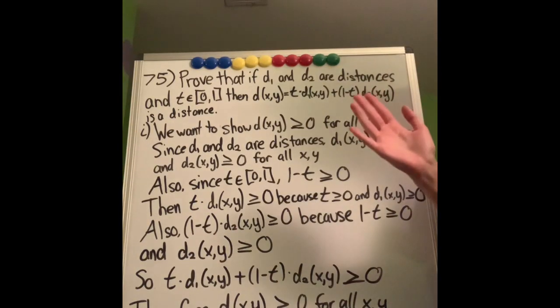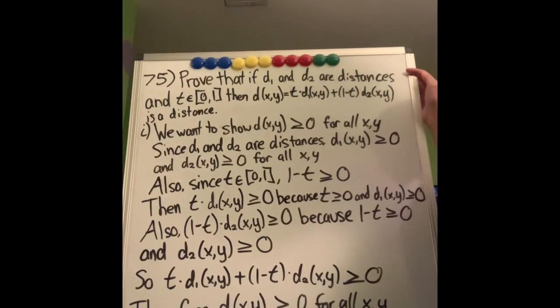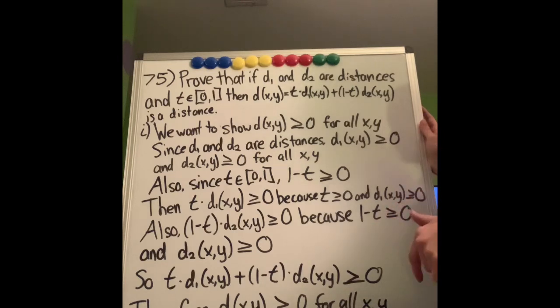So for the second project, I decided to do number 75, which states to prove that if d1 and d2 are distances, and that t is an interval from 0 to 1, including 0 and 1, then d(x,y), which is defined as t times d1(x,y) plus (1 minus t) times d2(x,y), is a distance, which means we need to meet all four conditions of a distance.